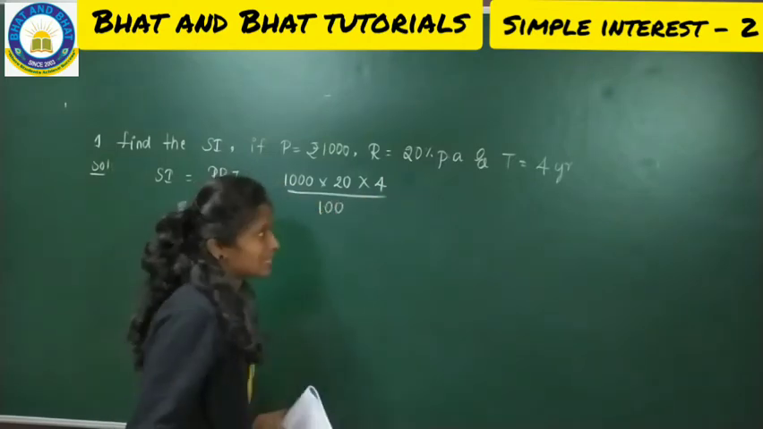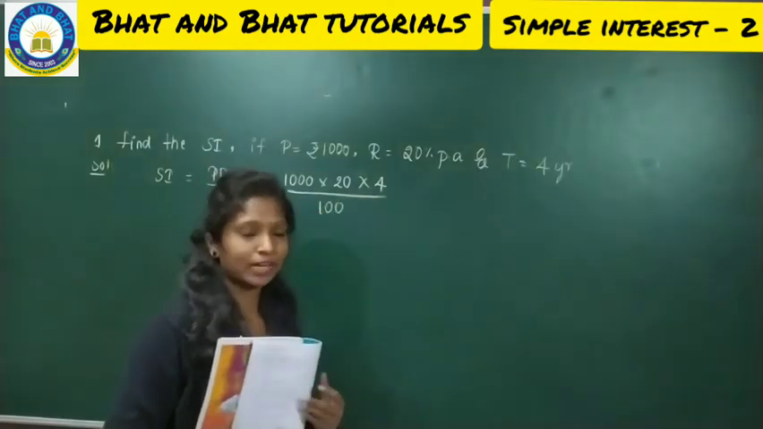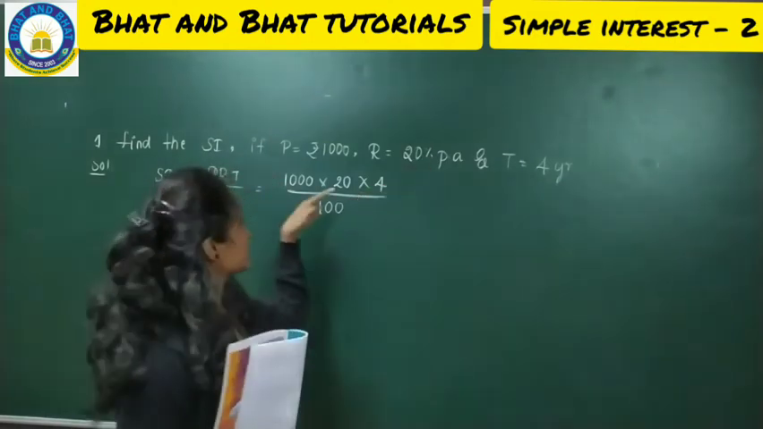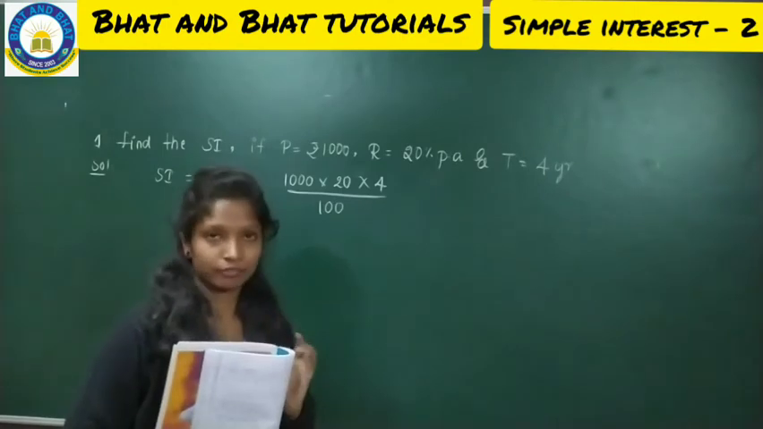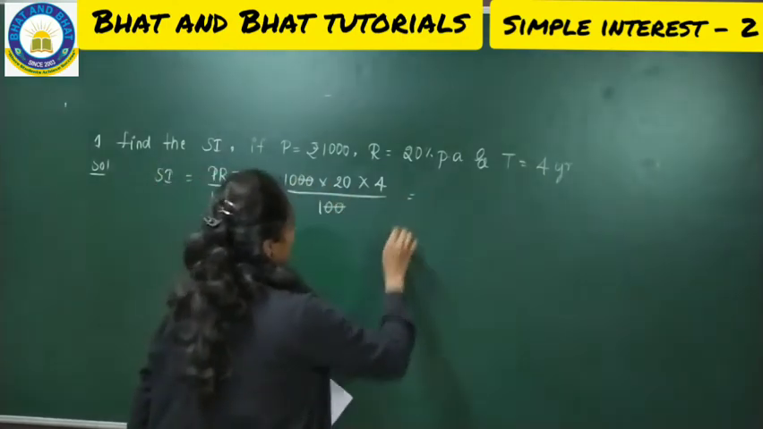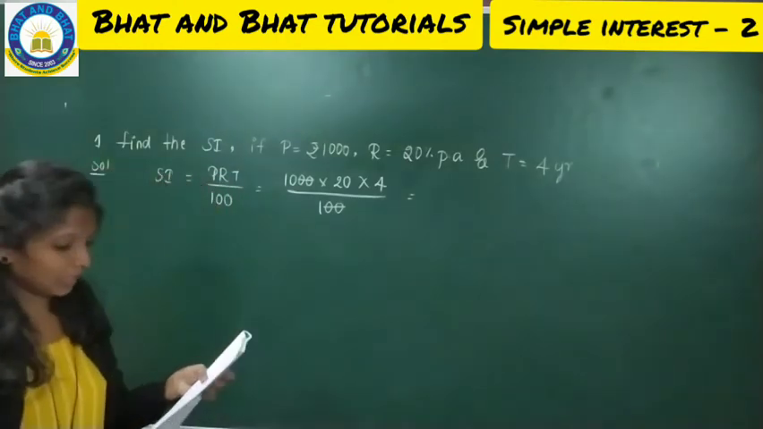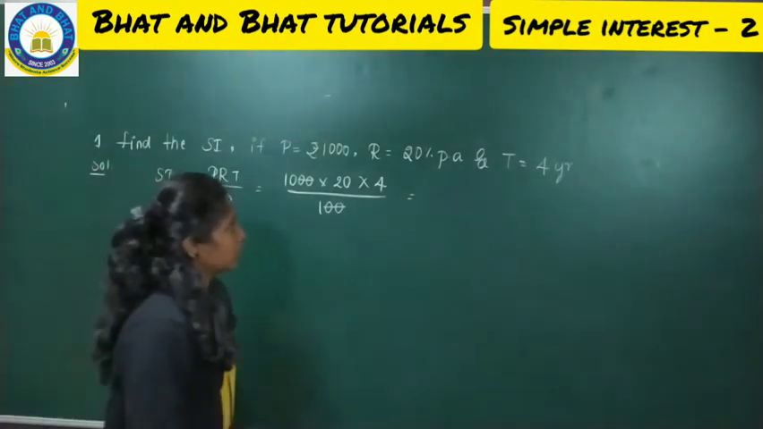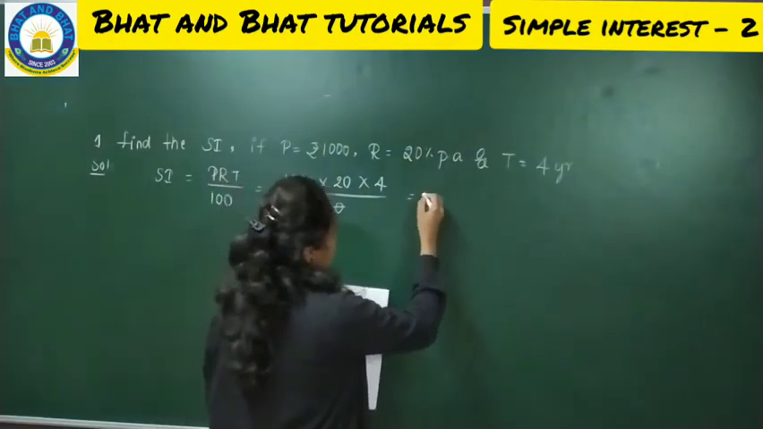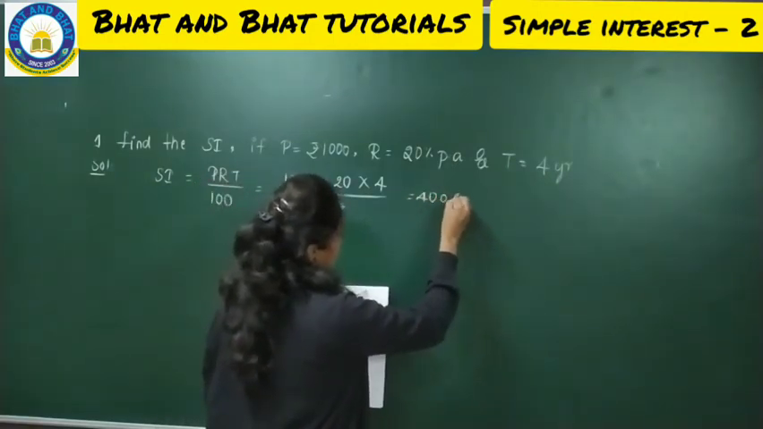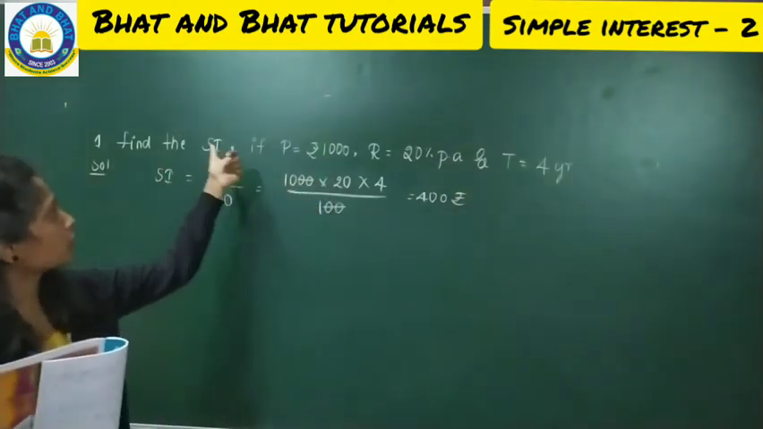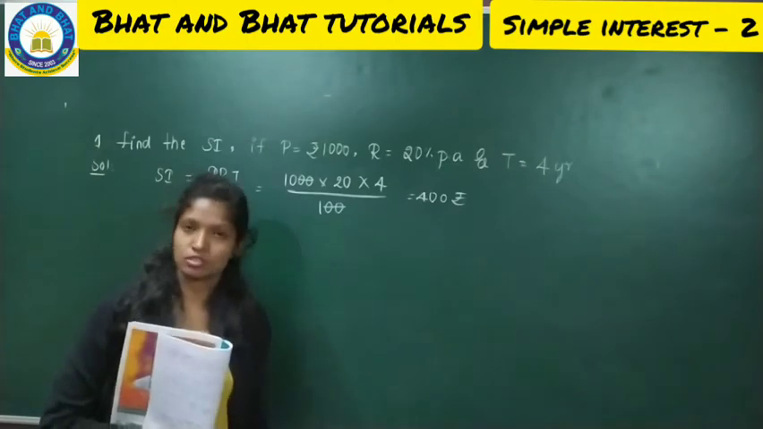In the last class, you people asked me why we have to write 100. See here, 20% can be written as 20 by 100. Fine. So now, 2 zeros will get cancelled. 10 into 20, sorry, 10 into 20 into 4, which will give you 400 rupees. So this is your answer. 400 is your simple interest. Make a note.